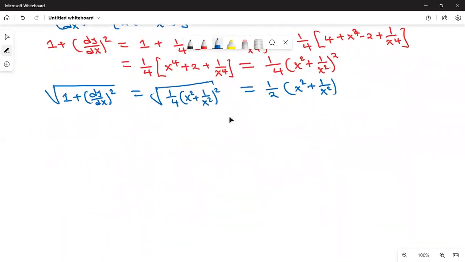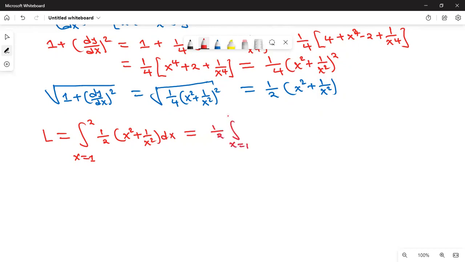Now, arc length is now the integral from x equals 1 to 2 of what we have found, 1 over 2 times x squared plus 1 over x squared dx. 1 over 2 is a constant. You can factor that out.